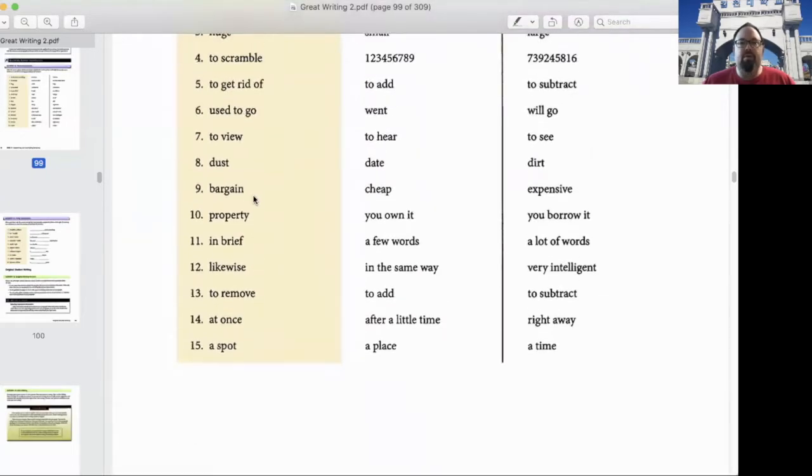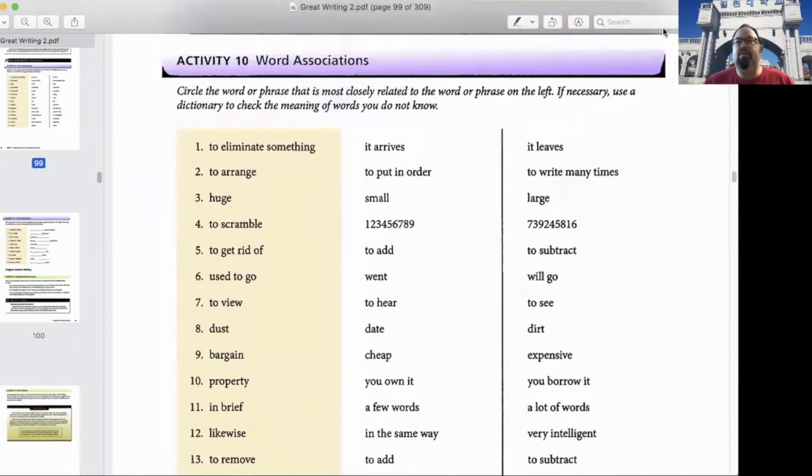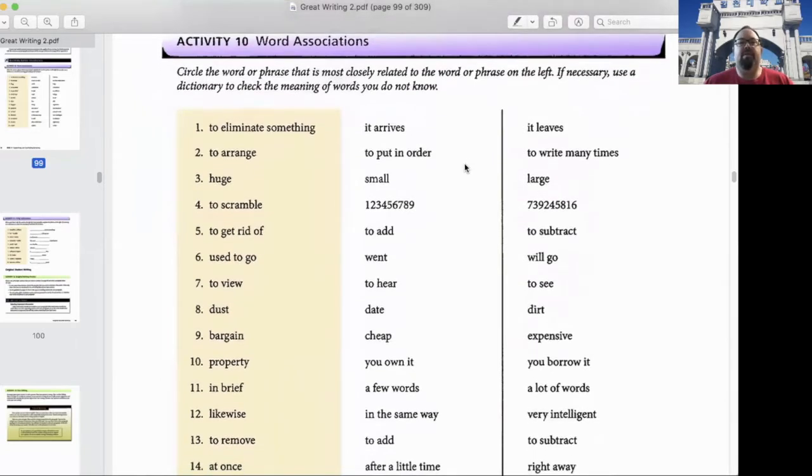from Unit 4, and we'll just quickly go through the word activities so you can check your answers there. And we'll start here with number 1. To eliminate something, if you eliminate it, it means it's gone, it's no longer there. So that would be similar to leaving, it leaves.